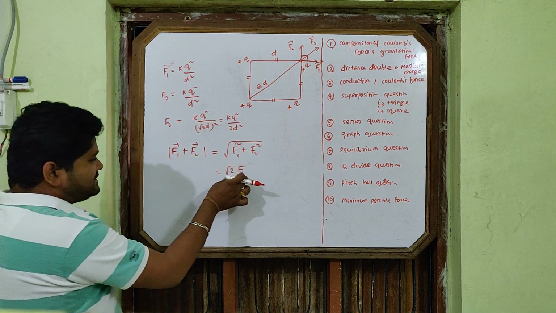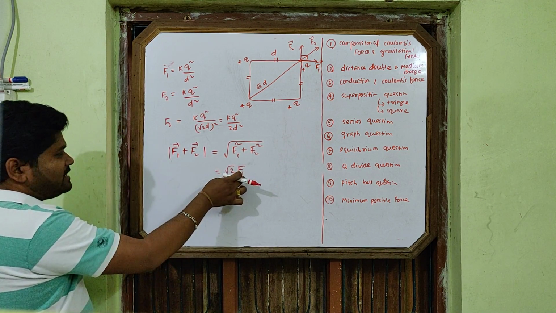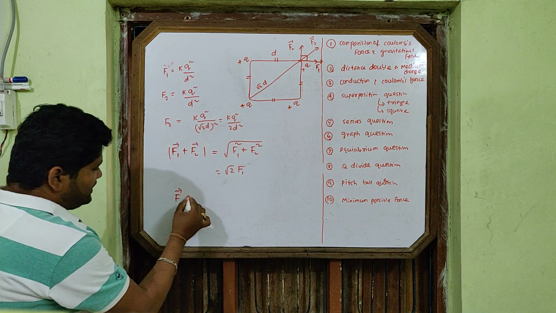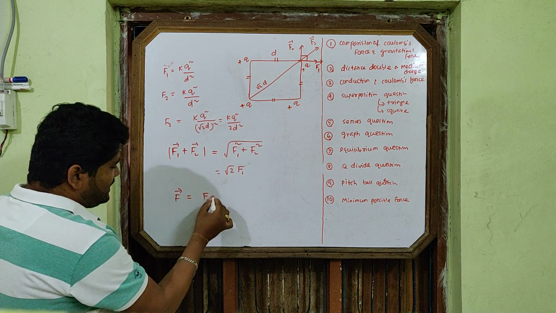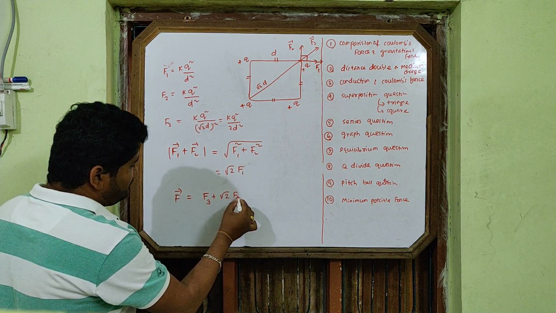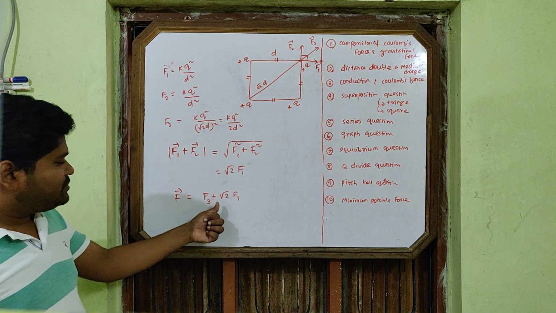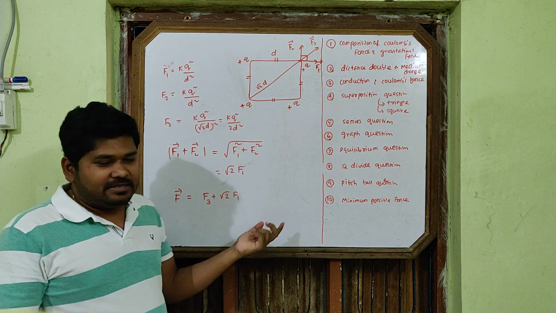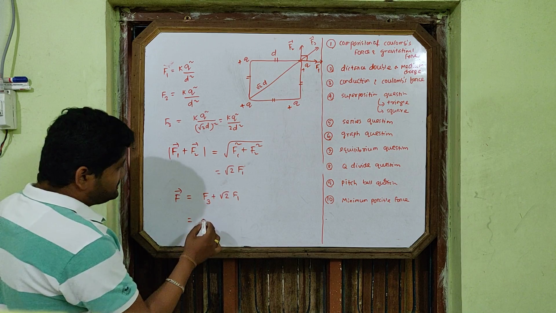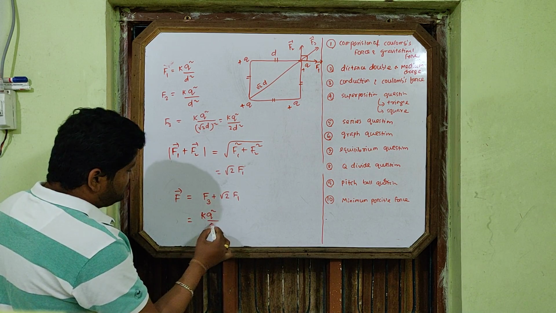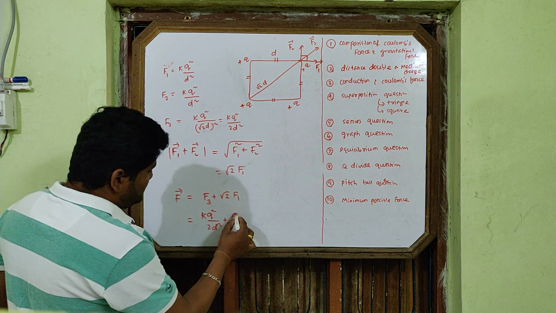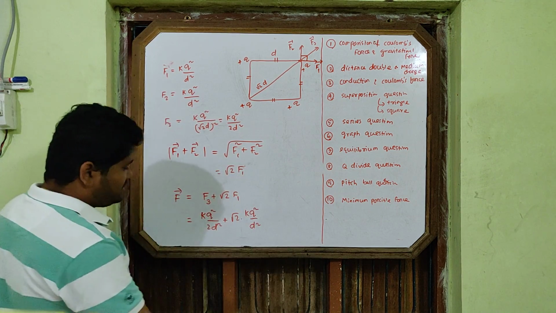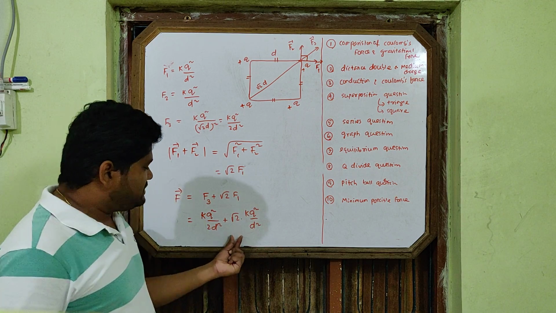Now the direction of this resultant force will be along F3. What is the net force here? The net force will simply be F3 plus root 2 F1, because these two forces are in the same direction. There is no need to use the triangular law, simple addition you can do. Now put in their expressions: K Q square by 2 D square, then root 2 F1 is root 2 K Q square by D square. Now you can add them and simplify.